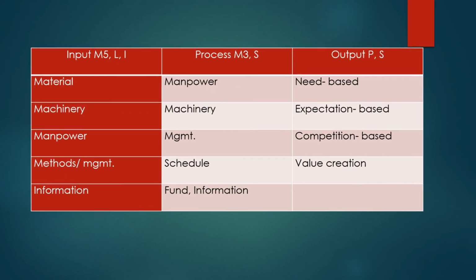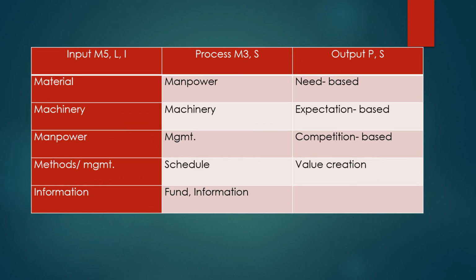So over here we can see the input, process, and output. Basically in input we have the formula like M5 LI, where input involves material, machineries, manpower, methods, and management and information, where processing is done on manpower, machines, and management, schedule is prepared, and funds and information are processed in order to produce the output of product and services, where they are produced in the form of need based, expectation based, competition based, and for value creation.